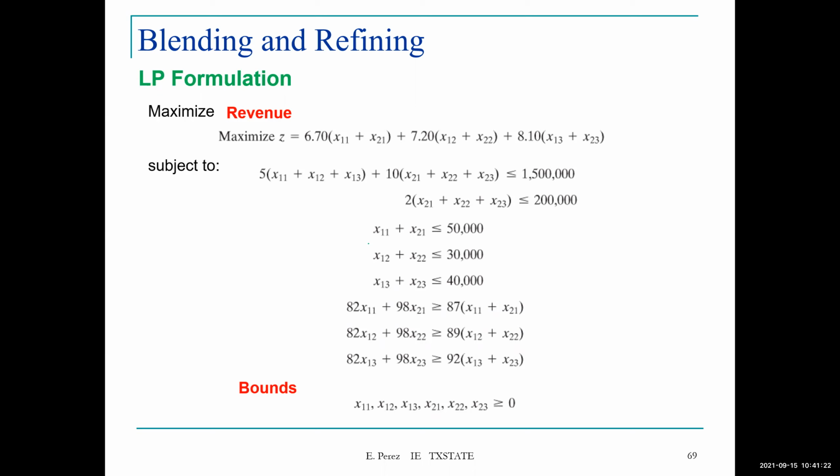Obviously, I'm not going to ask you to formulate something like this in the exam. This is way too complicated. It will take you an hour, just this problem. But the purpose, again, of presenting this example is for you to get familiarized with the application. If you end up working on something along these lines, you can refer to this type of model to work with the problem.